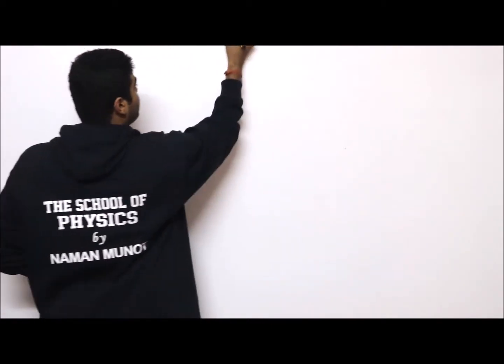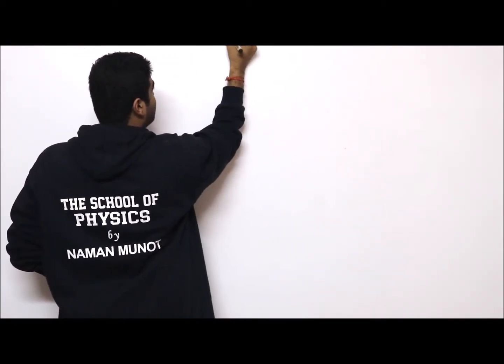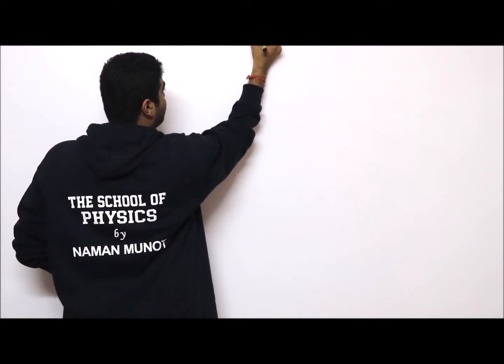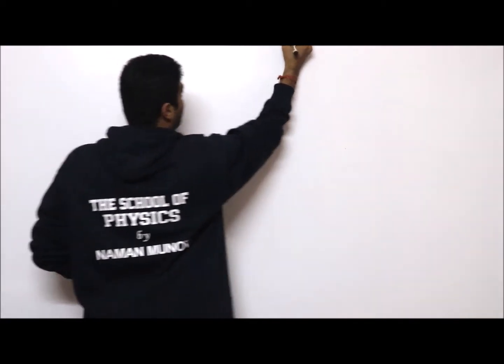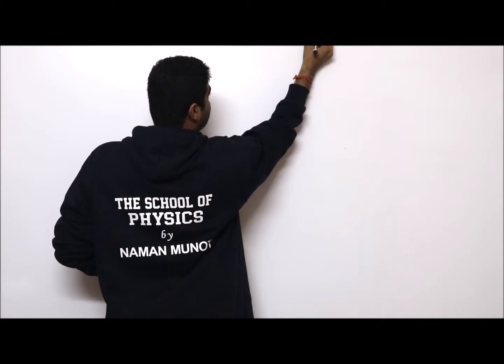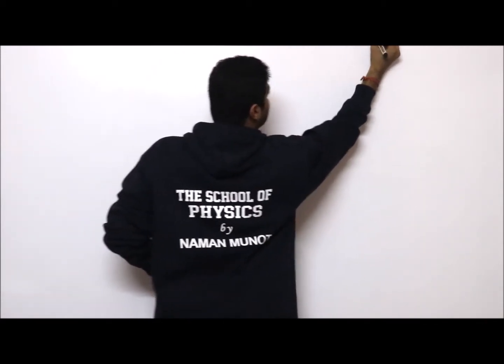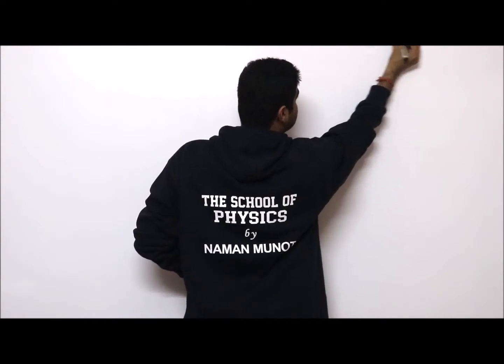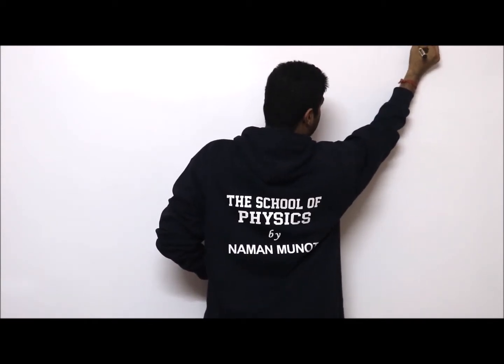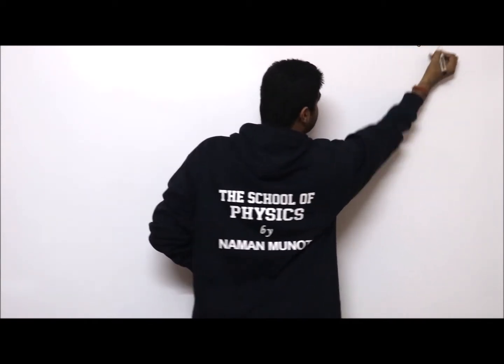Part 4 of modern physics. Today we are going to do the atom. This is the most important part of modern physics. All we need to do is remember some formulas, and I'll tell you the meaning of those formulas.